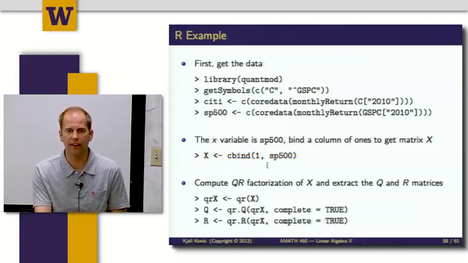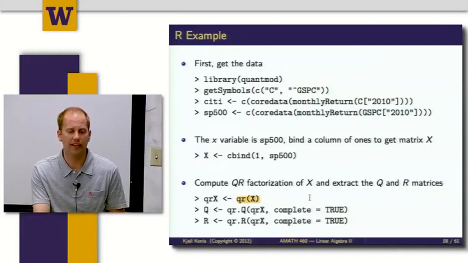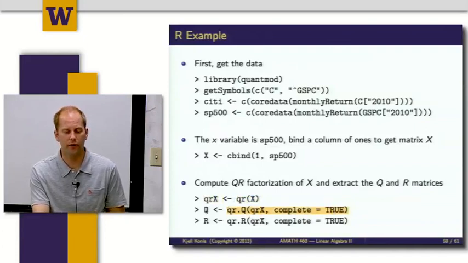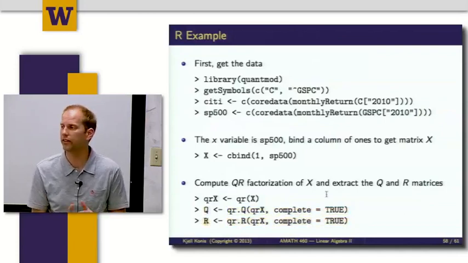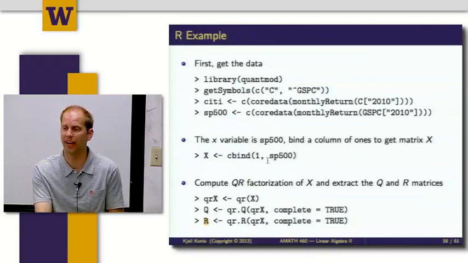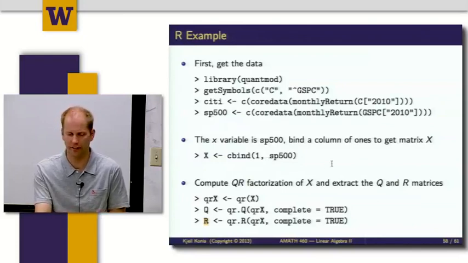Like the singular value decomposition and the eigen decomposition, the qr function gives me back a list. So I'm going to save that in QRX. And then I'll use this function qr.Q to get the Q matrix, and this function qr.R to get the R matrix. And then if you wanted to, you could check that you did it right by saying all.equal(Q %*% R, X). That would just check that those two matrices have the same values.